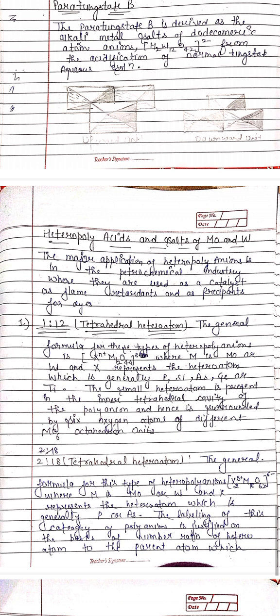The general formula for these types of heteropolyanions is [XM12O40]^(8-n), where M is molybdenum or tungsten and X represents the heteroatom, which is generally phosphorus, silicon, arsenic, germanium or titanium. The small heteroatom is present in the inner tetrahedral cavity of the polyanion, hence is surrounded by 4 oxygen atoms of different MO6 octahedron units.